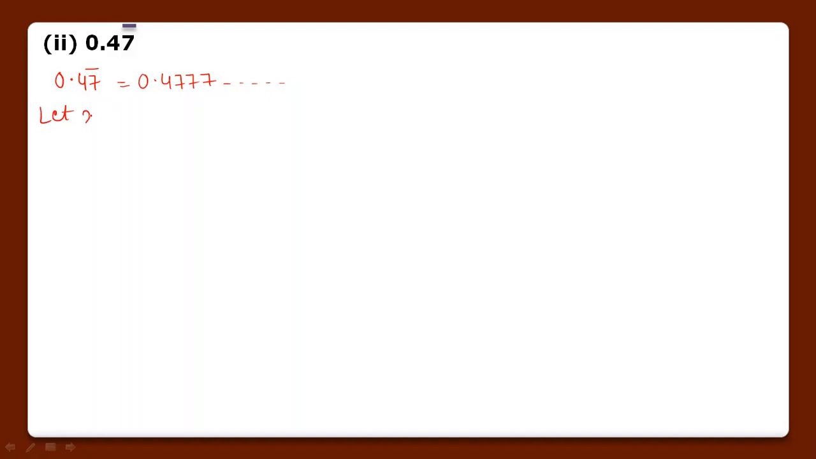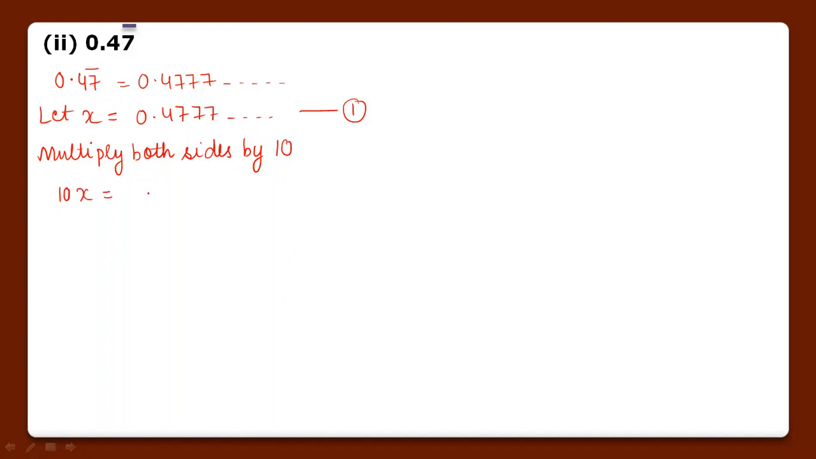The same method, let x is equals to 0.477 and so on, and we'll mark it as equation number 1. अब एक पे बार है इस क्वेश्चन में भी, so same method will be used. Multiply both sides means LHS and RHS by 10. What here will be? 10x equals to 10 into 0.4777 and so on.